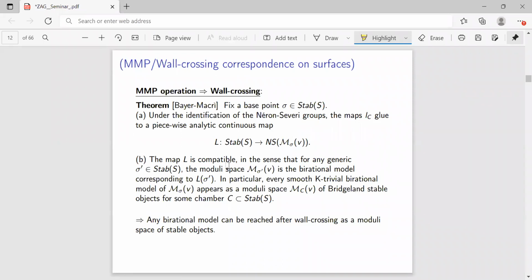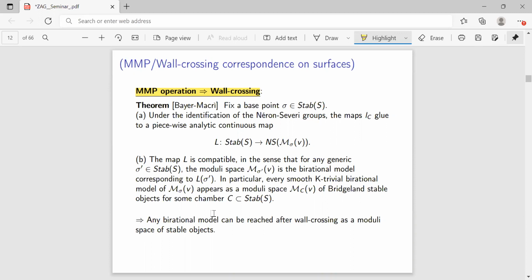And then the second part says that this map is compatible in the sense that for any generic stability condition sigma prime, the moduli space at sigma prime is a birational model corresponding to the image of the stability condition under this map. And in particular, every smooth K-trivial birational model of this M sigma of B appears as a moduli space of Bridgeland stable objects for some chamber in the stability space. This is exactly the meaning of this implication.